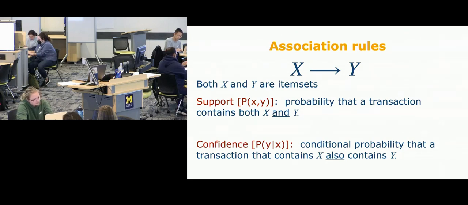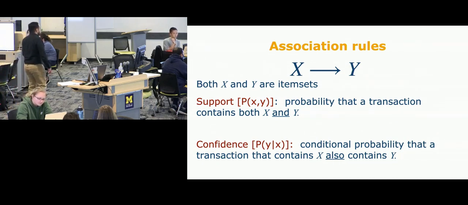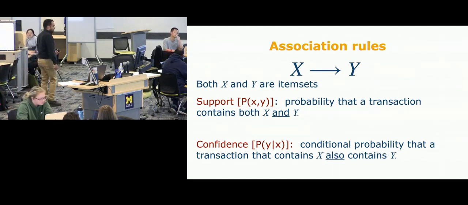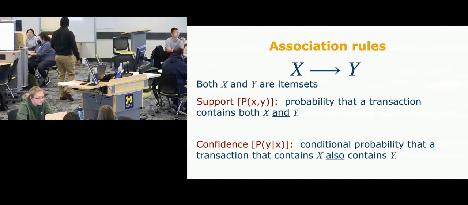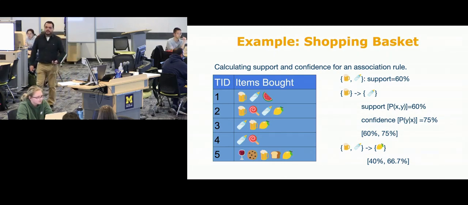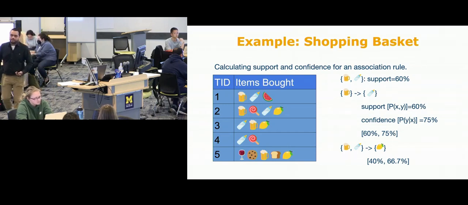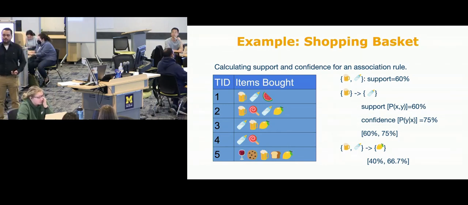Confidence is the conditional probability of y given x. Basically, it's the conditional probability that a transaction that contains x also contains y. Now, let's see a concrete example. We saw the milk and beer frequent pattern. It has a support of 60%.